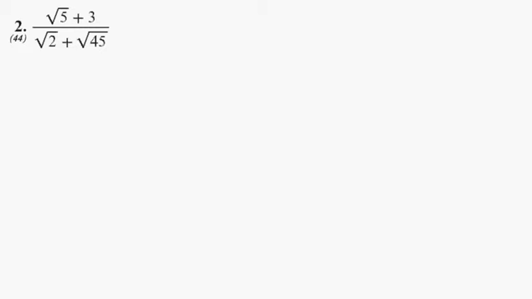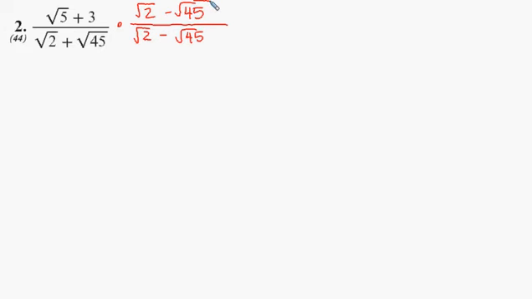As you well know, the problem with this particular problem is the radicals in the denominator. So I'm going to multiply above and below by the conjugate of the denominator. Square root of 2 minus the square root of 45, square root of 2 minus the square root of 45.